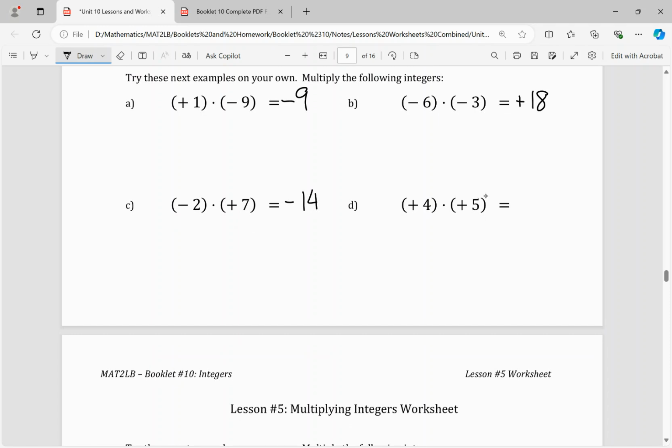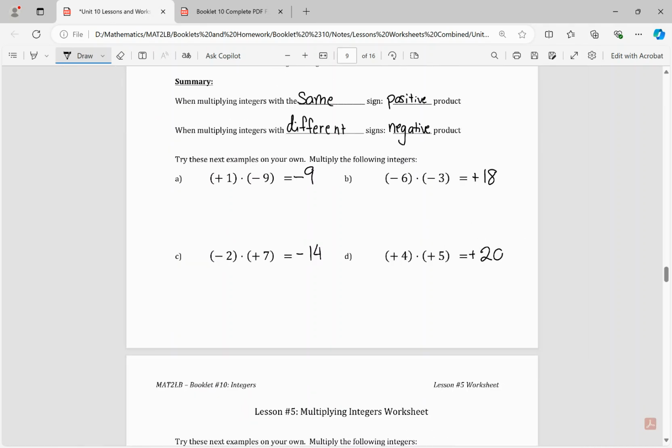Finally, we have 4 times 5, right? Both of them are positive. Now, 4 times 5 is 20, 5, 10, 15, 20. And since those are both positive, the same, our answer is also going to be positive. So 4 times 5 is 20, and we're done.